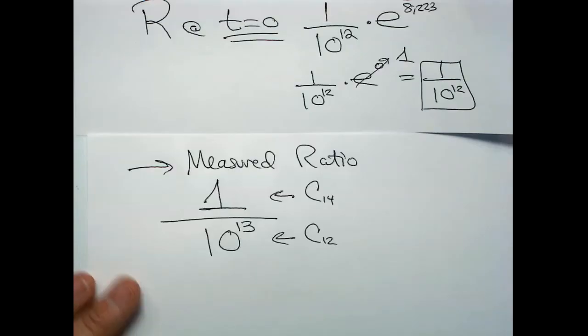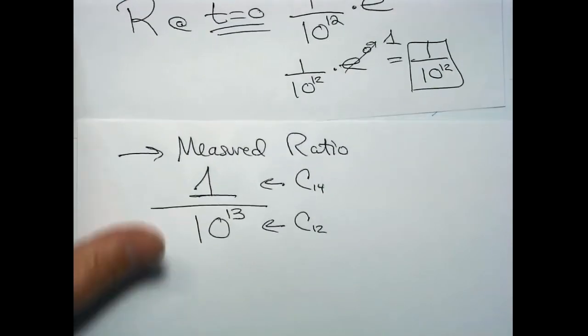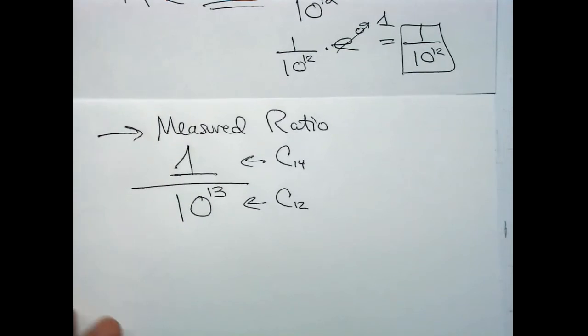Now, that's all we can do. When you look at the fossil that you dig up, we can measure with instruments how many carbon-14s are in there and how many carbon-12s are in there. That's a pretty accurate measurement. And that will be enough to determine how old this thing was.